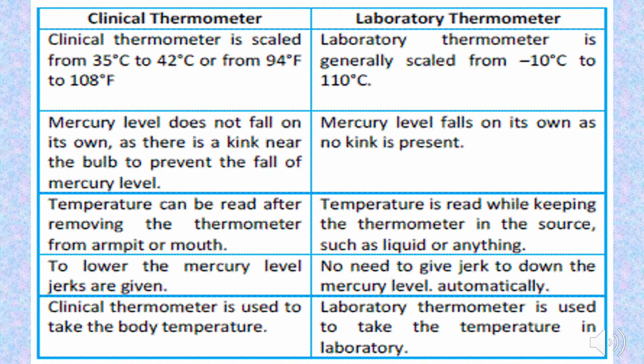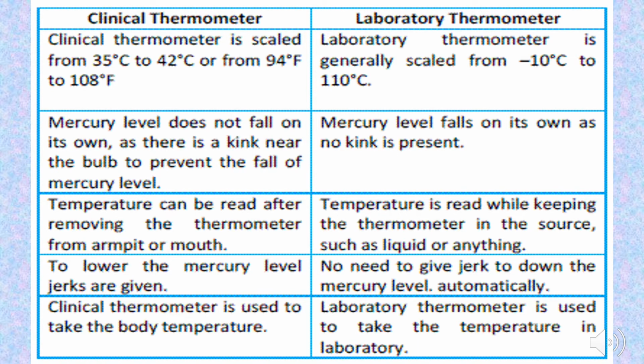Then why is mercury used in this thermometer? This mercury is the only metal which is liquid at room temperature, and it has a very high boiling point and it is very sensitive to heat. Means if a very small amount of heat is given to the mercury, it expands very efficiently. And one more thing, it is shiny in nature and it doesn't stick to the glass tube. That's why mercury is used in this thermometer.